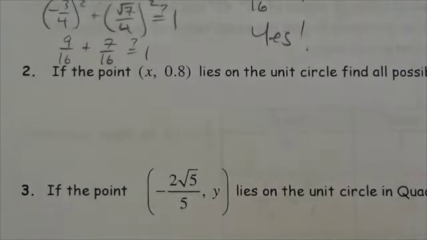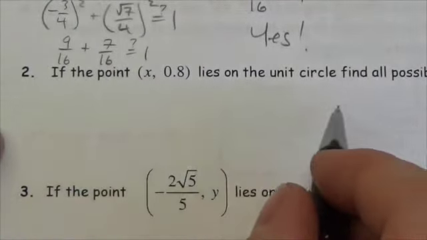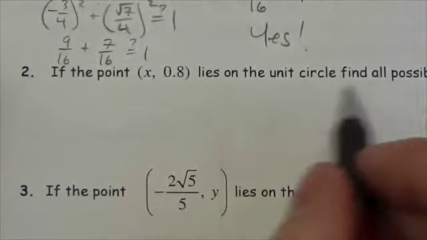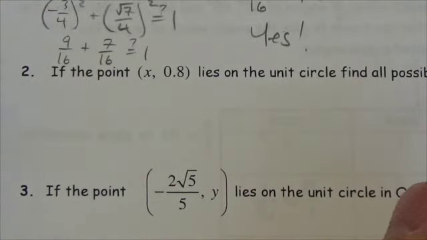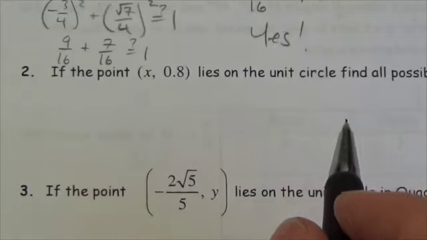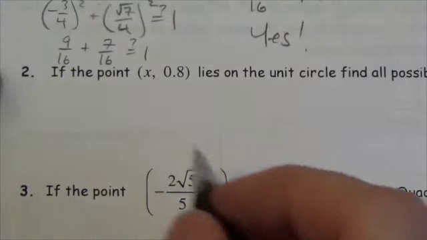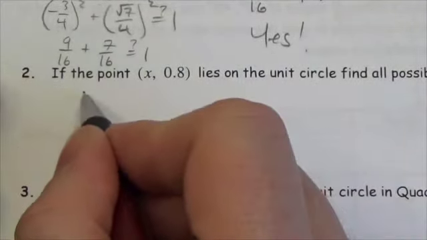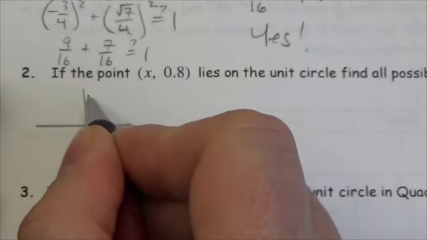So in this case here, we're assuming this point lies on the unit circle. Now, it says find all possible x-coordinates. Okay, I want to be a little strategic in this. I want to have an idea of how many I'm looking at before I even do this. So let's just take a quick look.